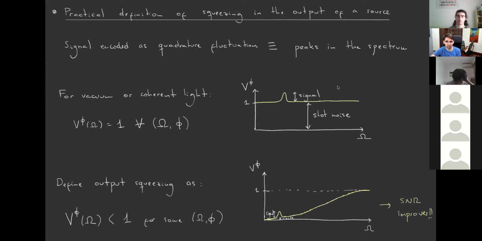Okay. So this is just one example, but whenever you have some frequencies around which the quadrature noise spectrum is below 1, then you know that any signal that appears as a peak around that area will have a signal to noise ratio that is better than what you can get with just coherent light, okay? And this is precisely what is used now in the second generation or the third generation, I don't know, the latest generation of LIGO, of the LIGO interferometer.